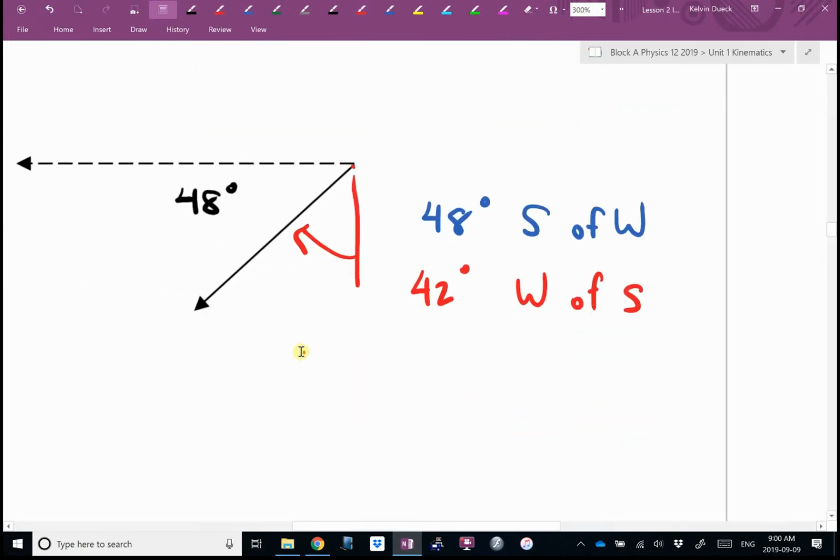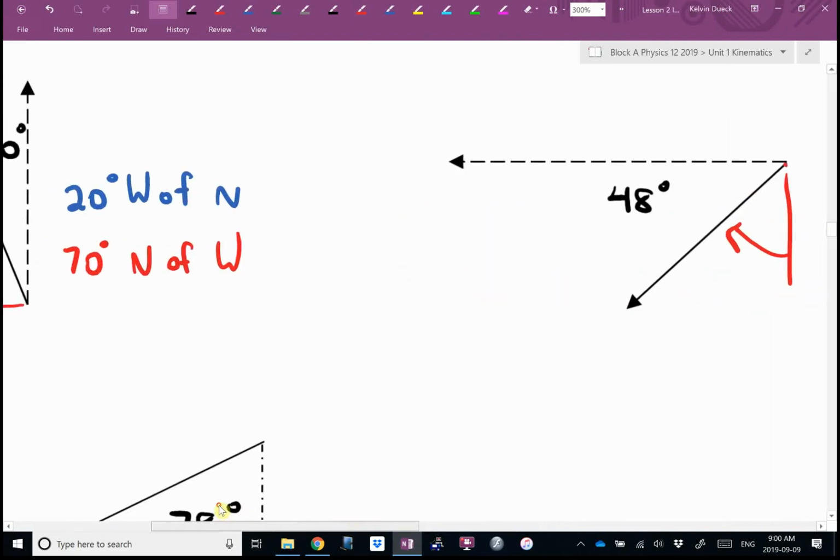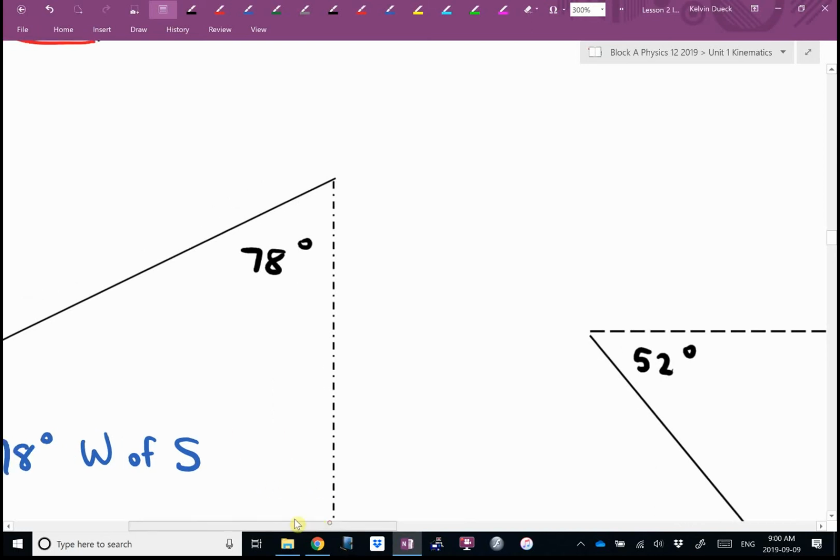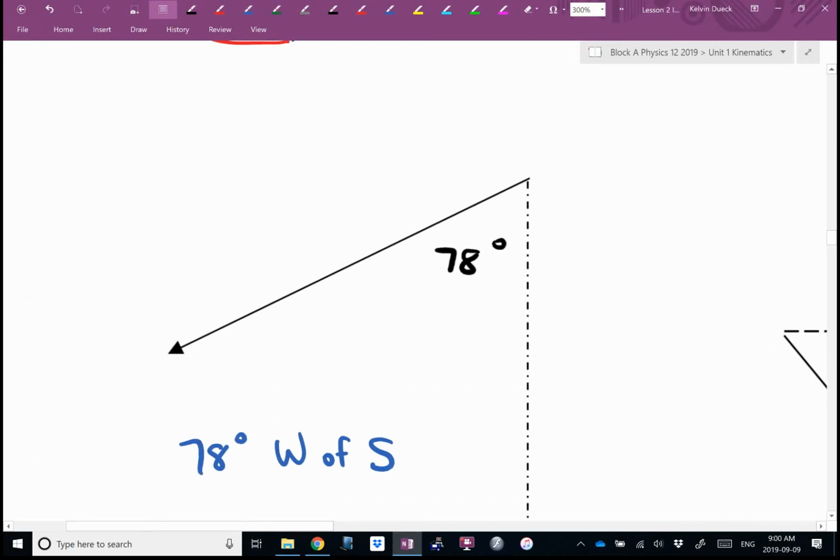I often will remember my color. That's what I'll often do, but here I'm just doing the second one so you can see what I'm talking about. So 78 degrees west of south, that would be the same as 22 degrees south of west. That would be if you started there and went there, and you can see you end up in the same location.